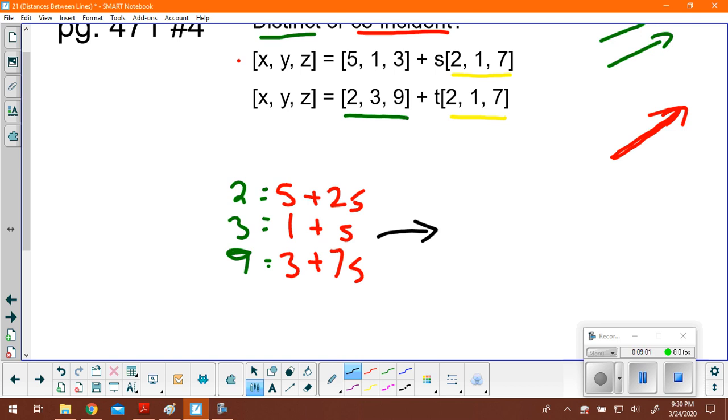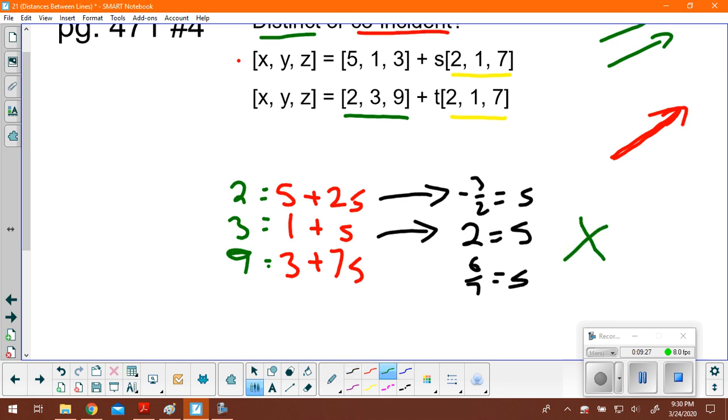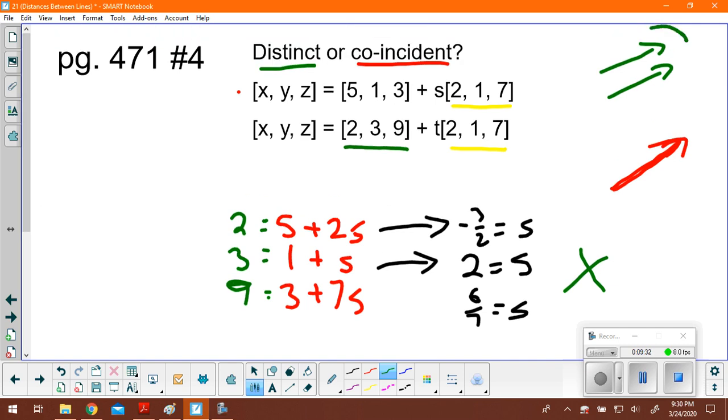Okay, this one is nice and easy. If I bring the 1 over, that suggests that s should be equal to 2. But if I jump to this equation, I bring the 5 over, so I'd have a negative 3, and then divide that by 2. So I get negative 3 over 2 is equal to s. And the last one's even worse. I would get 6 over 7 is equal to s. Okay, so these do not agree. So I must have parallel lines. They do not meet because the point from one is not on the other one.